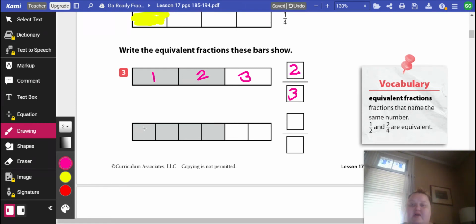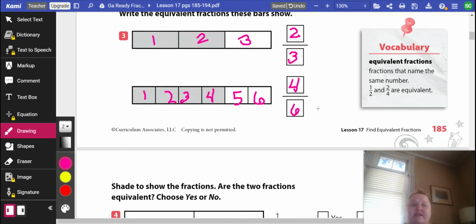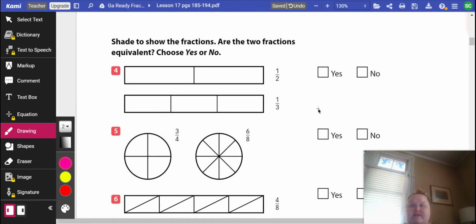And then on our bar underneath, we can see that 1, 2, 3, 4 parts are shaded out of 5, 6 total parts. So 4/6. So that shows us that 2/3 and 4/6 are equivalent. Right, going down to page 186.